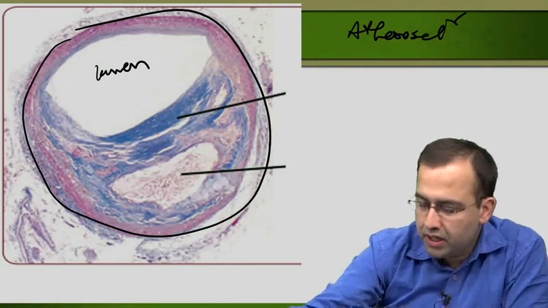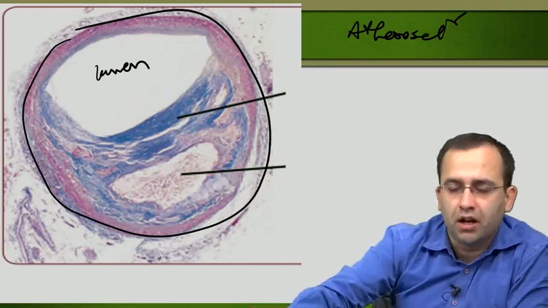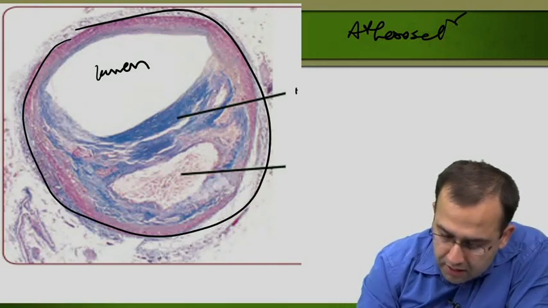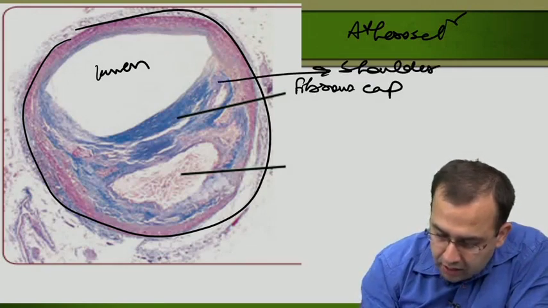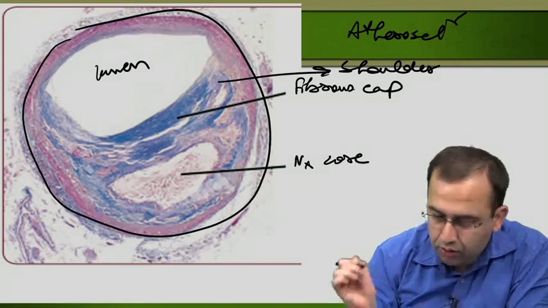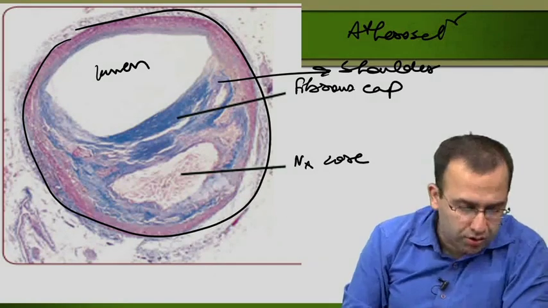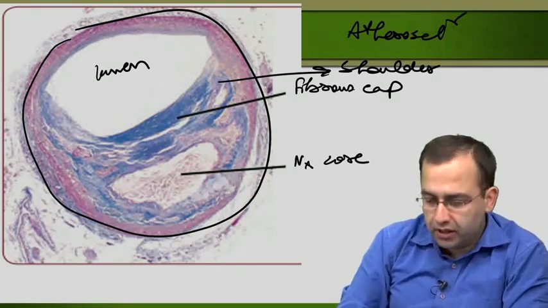Atherosclerosis of the vessel. The atherosclerotic plaque shows us 3 areas. This is the fibrous cap, the shoulder area and the necrotic core. So diagnosis, atherosclerosis. This was an easy slide.